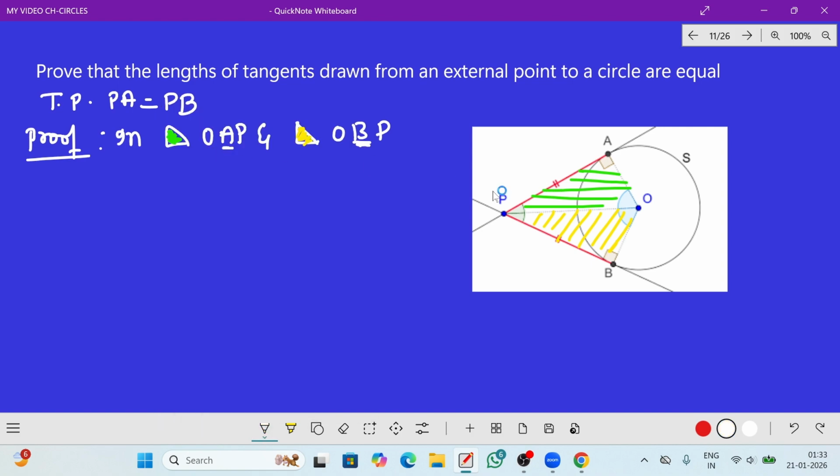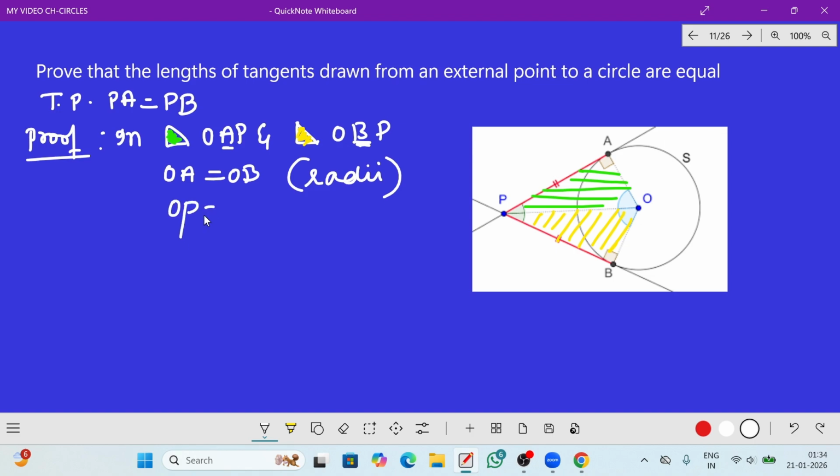Now you see, here we have got two triangles. Just note here, we are comparing these two triangles. We can see that OA and OB are the radii of the circle. Therefore, OA is equal to OB. The reason is radii of the circle. Secondly, OP is the common side to the triangles.